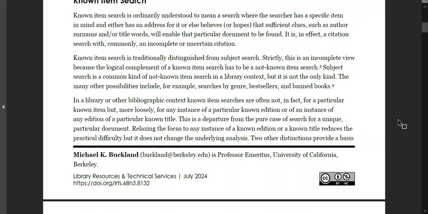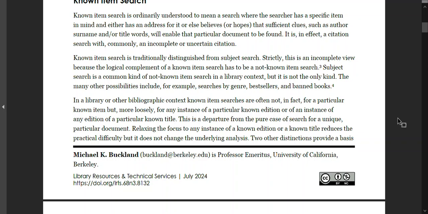In a library or other bibliographic contexts, known item searches are often not, in fact, for a particular known item, but more loosely for any instance of a particular known edition or an instance of any edition of a particular known title. This is a departure from the pure case of search for a unique particular document. Relaxing the focus to any instance of a known edition or a known title reduces the practical difficulty but does not change the underlying analysis.